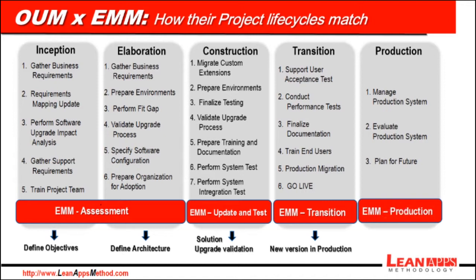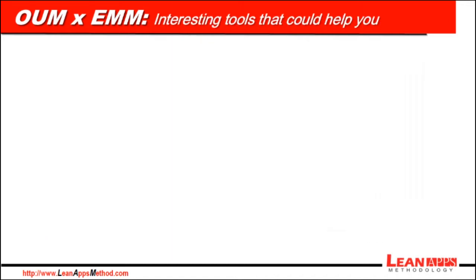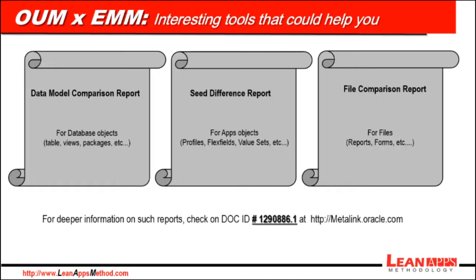Now in this slide, I will present some valuable Oracle tools that could help you assess change between versions for Oracle Core objects, regardless they are database objects, apps objects, or files. First one is the Data Model Comparison Report, used to evaluate change of database objects between two versions. It contains filters to query by object type, such as tables, views, packages, and etc.